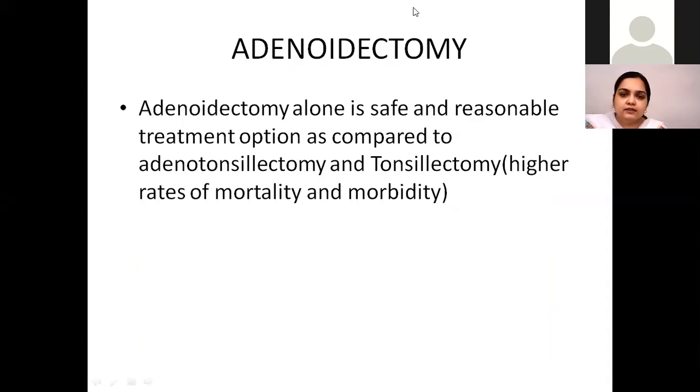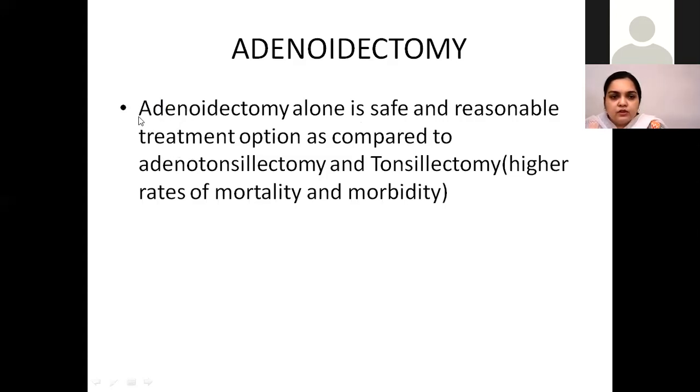Now, adenoidectomy. In my previous lectures, most of the students asked about this surgical procedure: what will be the indication, and when will we do the removal of the adenoids? Severe cases of adenoid tonsil. Okay, adenoidectomy alone is a safe and reasonable treatment approach for the pediatric population as compared to tonsillectomy and adenotonsillectomy. Mortality and morbidity rates are higher if the tonsils are also involved along with the adenoids.